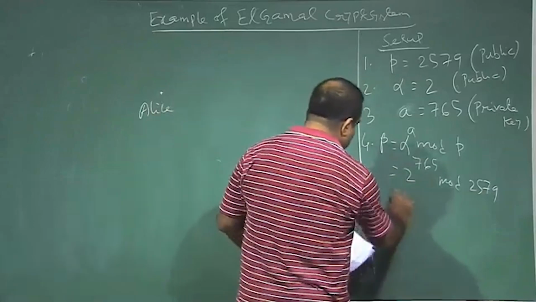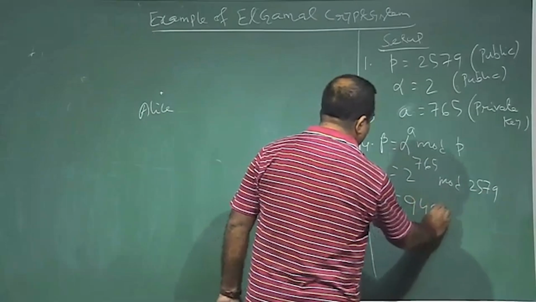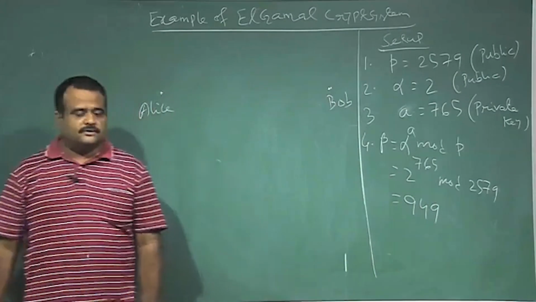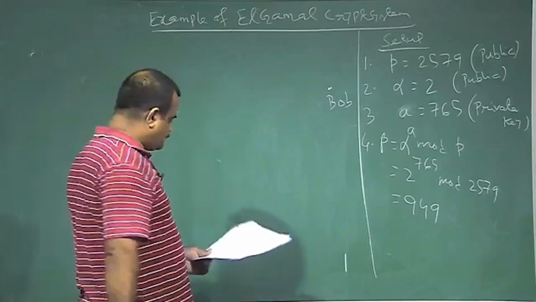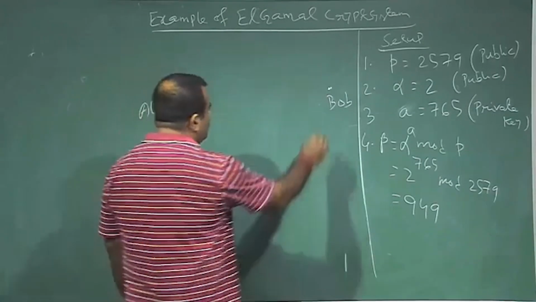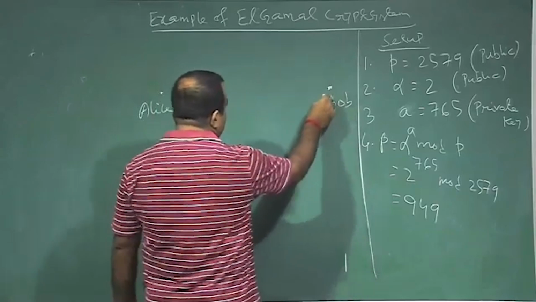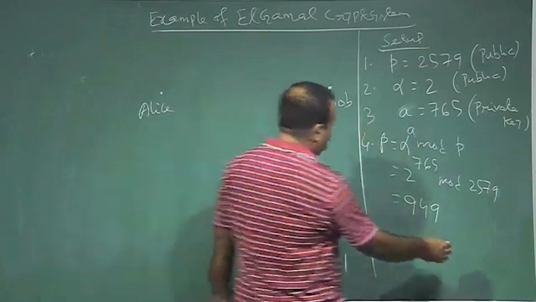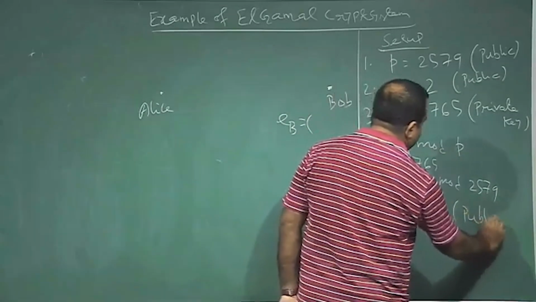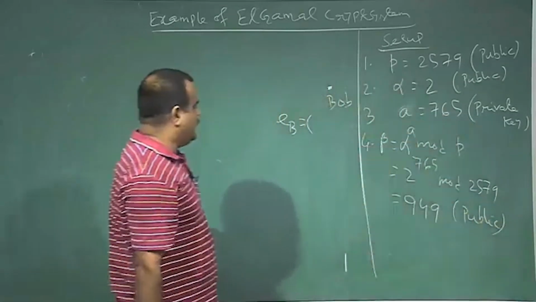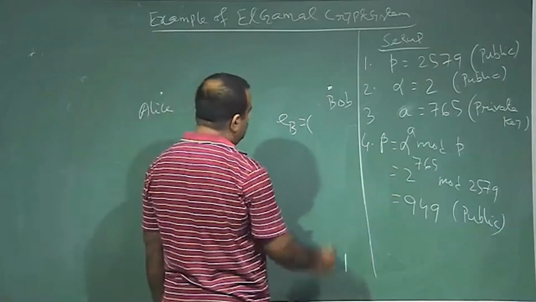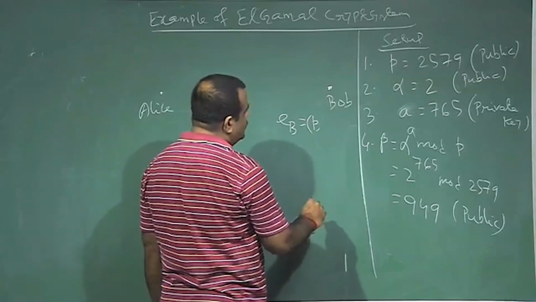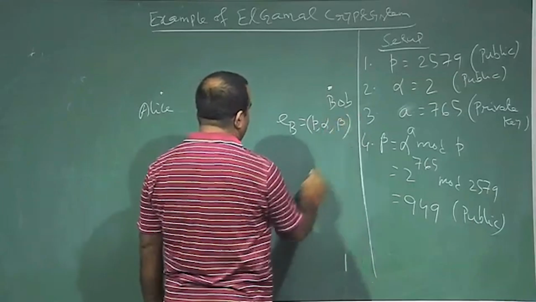So if we calculate this, this will give us 949. Okay, so this is beta. So now Bob has both the public key and private key pair. So EB is basically all this component. So this beta is public, this is also public. So the only secret is that A. So this is basically P, then alpha, then beta. This is the public key.